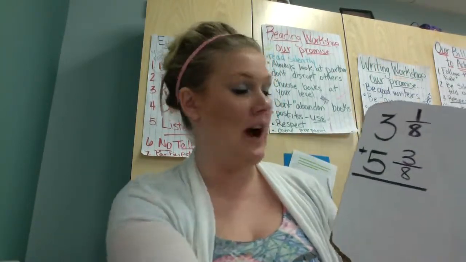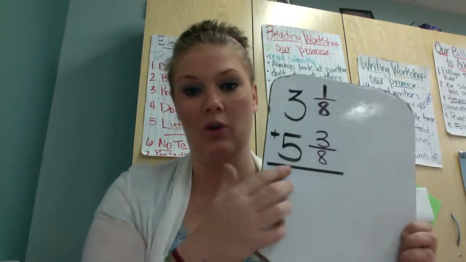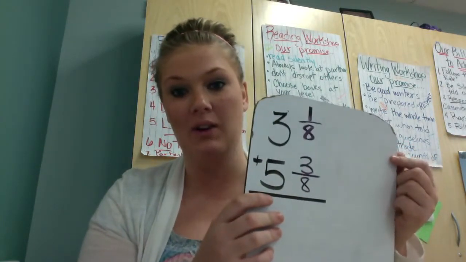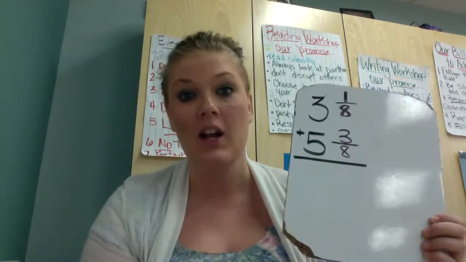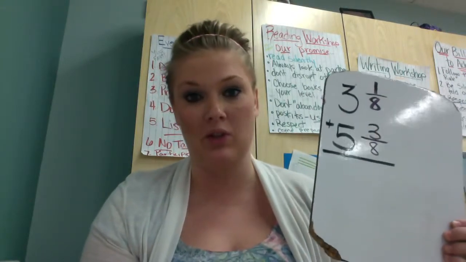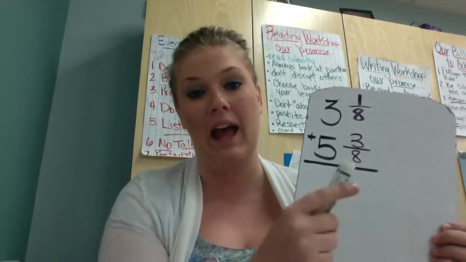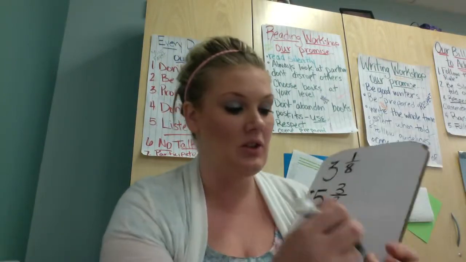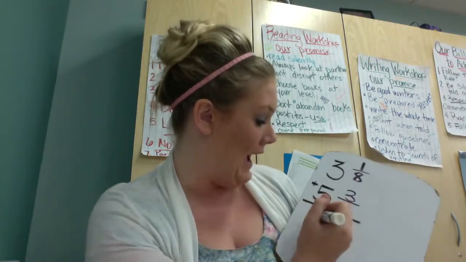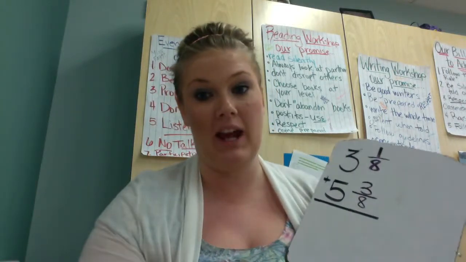When you add fractions, you first need to line them up, and I already lined them up, and you have your whole number, and you also have your fraction. Now, I'm going to show you one way that you can do this, and you can do this by adding the whole numbers up separately, and then adding the fractions separately. So the first step is I'm going to add my whole numbers, and I get 8.